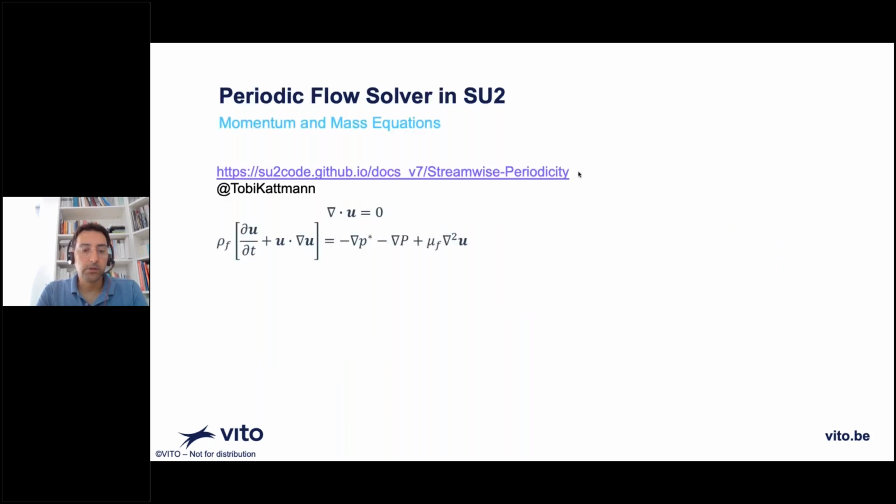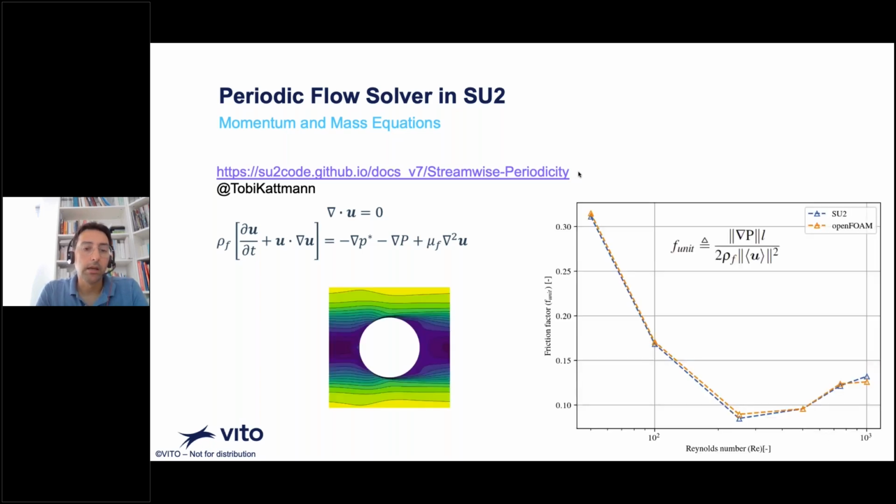Now, as I told you at the beginning of the presentation, there is already a periodic flow solver implemented in SU2, and this work has been done by Tobias Kattmann in recent years. In the slides are reported some solutions performed with the periodic flow solver for the flow around a pin fin. The solution of the flow field has been computed with the periodic flow solver in SU2 and in OpenFOAM. As you can see, the results are identical. So there is in SU2 a Streamwise periodic flow solver that is working perfectly.